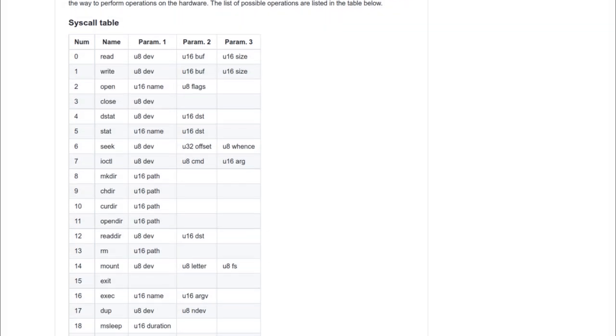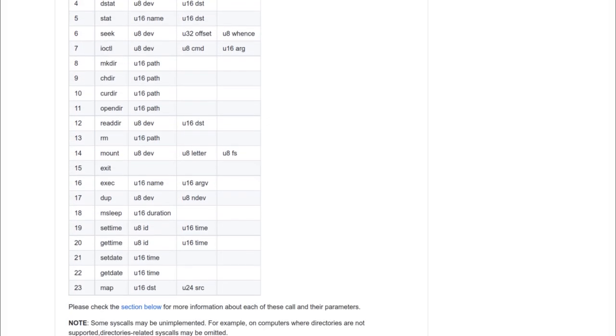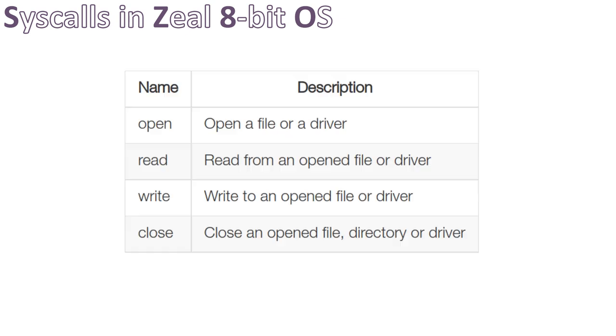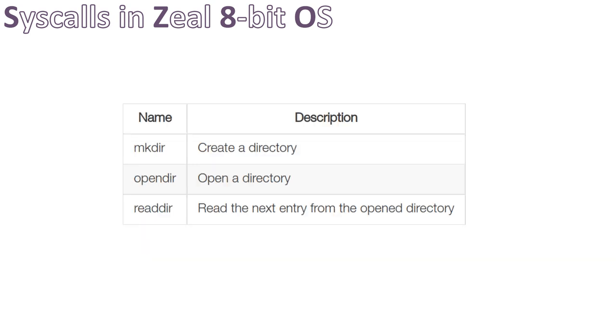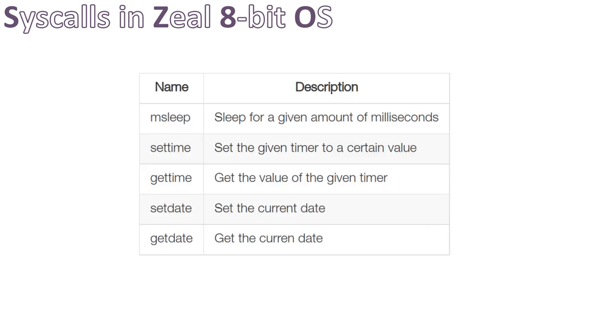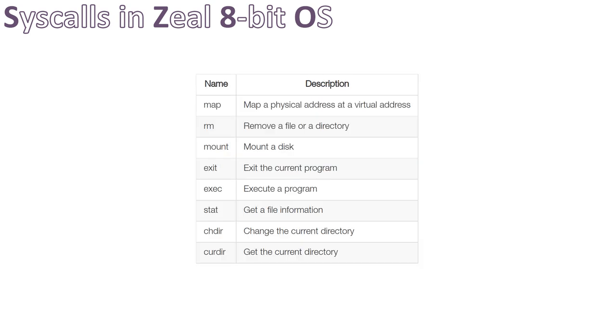If you are familiar with Linux, you will recognize and guess the usage for most of them. The most important ones are open, read, write, close, which let us open a file or a driver, read from it, write to it, and close it respectively. We have makedir, opendir, readdir to create a directory, open a directory, and read the directory respectively. And we also have other syscalls that you can see now that manage timers or the current date. This means that the OS is aware of the time. Finally, we also have syscalls related to disk mounting, removing files, memory mapping, etc. But I won't present them all completely in this video, else it would be much longer.